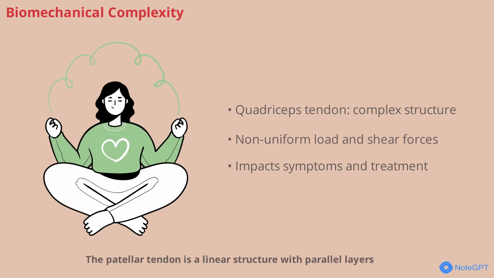injuries develop. The patellar tendon is a linear structure with parallel layers, while the quadriceps tendon is more complex, arising from 4 separate muscles and typically having 3 layers. The number of layers and muscle contributions can vary greatly. This complexity means the quadriceps tendon is subjected to non-uniform loads and shear forces, unlike the patellar tendon, which experiences more uniform force transmission. These structural and biomechanical differences may impact the development, symptoms, and treatment of quadriceps tendinopathy, yet they are rarely considered in clinical practice.